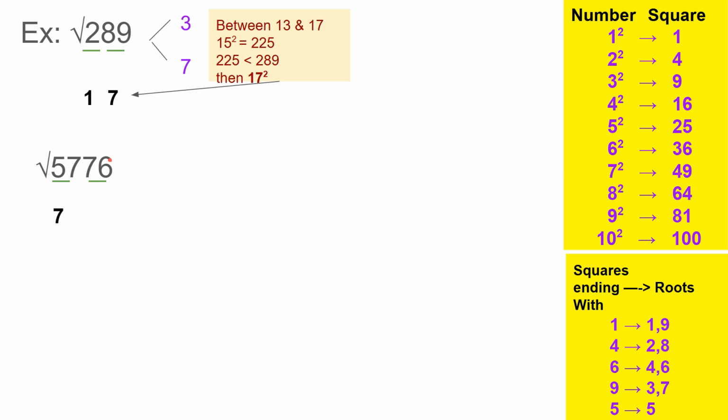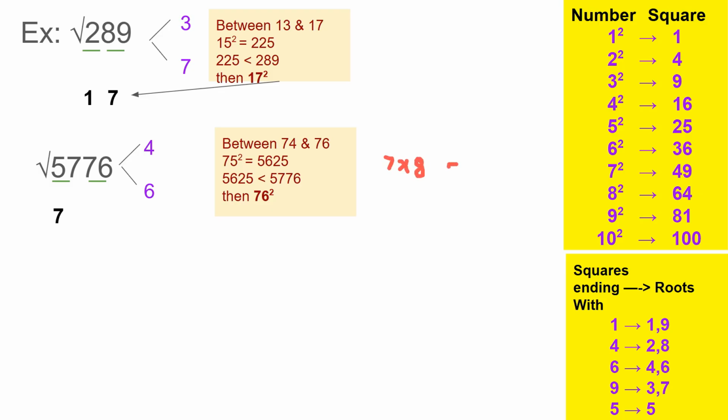From the second group, if we observe, the number ends with 6. So for 6 we have two roots, 4 or 6. So our possibilities are 74 or 76. So we have to find out 75 square. How to find out 75 square? The successor of 7 is 8. So 7 times 8 is 56. So 5625. The square of 5 is 25. This part remains the same. So 5625.